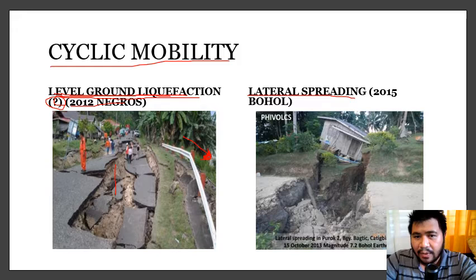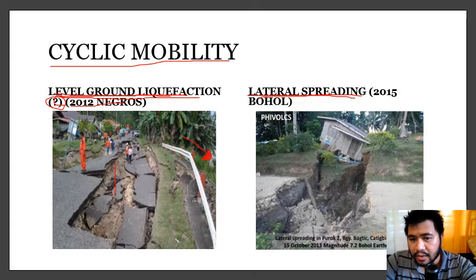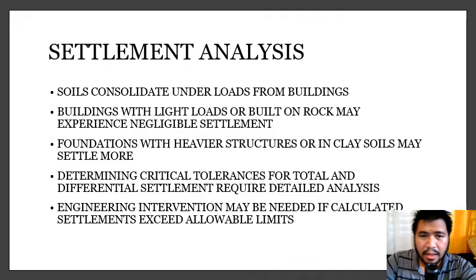And we have another example here, a lateral spreading in the 2015 Bohol earthquake. This came from the FIVOX website, and they explicitly labeled it as lateral spreading. So it looks like the area here is quite sloping, and probably there's a river somewhere, but it's just not shown in the photo.